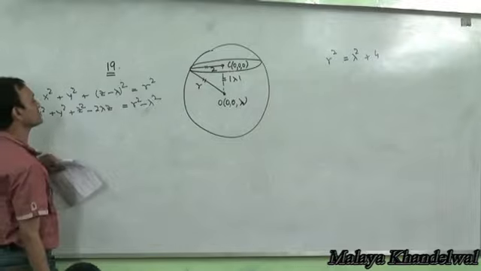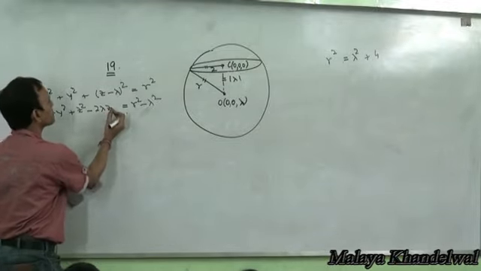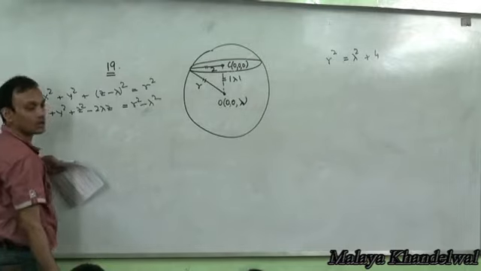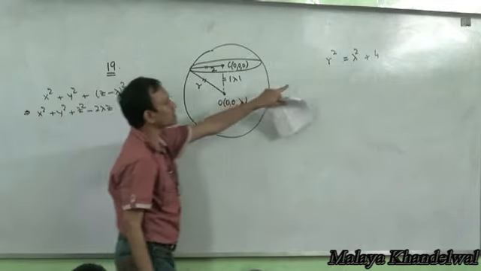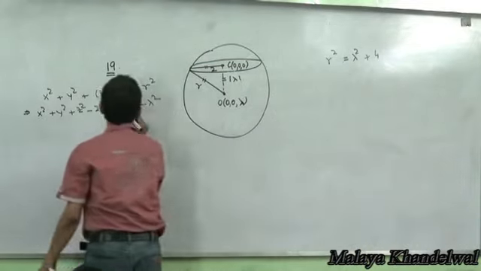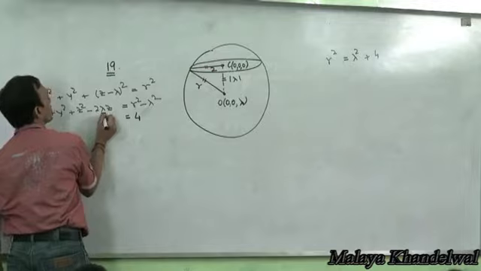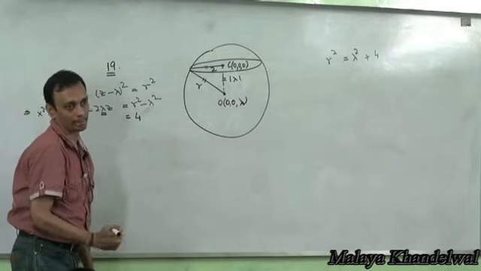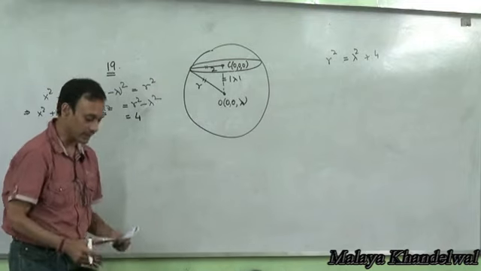X squared plus y squared plus z squared minus 2 lambda z plus lambda squared goes on that side is r squared minus lambda squared. But r squared minus lambda squared is 4. So then the right hand side is 4. That means the only thing that we don't know is lambda. We need to find the value of lambda.